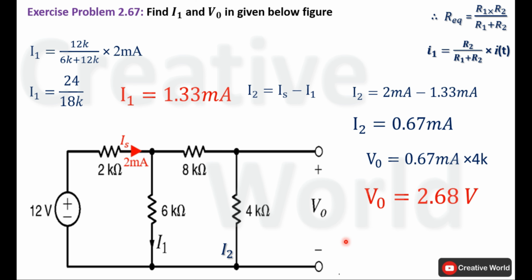So the value of current I1 inside this network is 1.33 milliampere and voltage V0 across this 4 kilo ohm resistance is 2.68 volt. So this was exercise problem number 2.67.